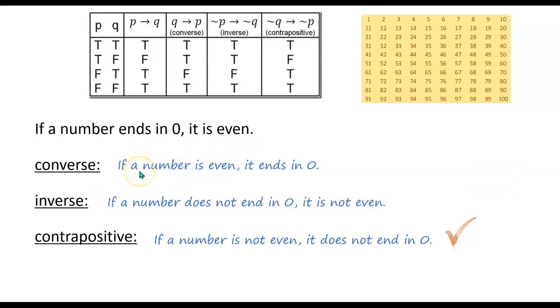The converse isn't true. A number can be even without ending in 0. The inverse is not true. A number that doesn't end in 0 might still be even. But the contrapositive is true. If a number is not even, if it's an odd number, then you know for sure it can't end in 0, because if it did end in 0, it would be even.